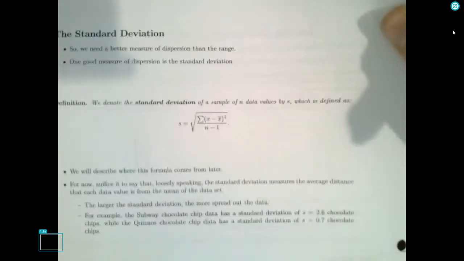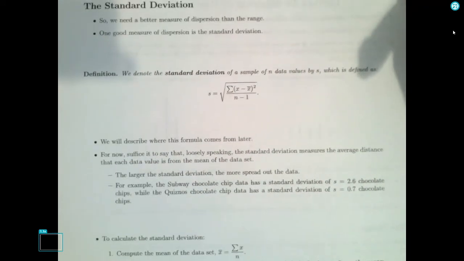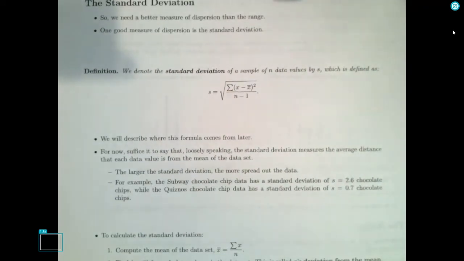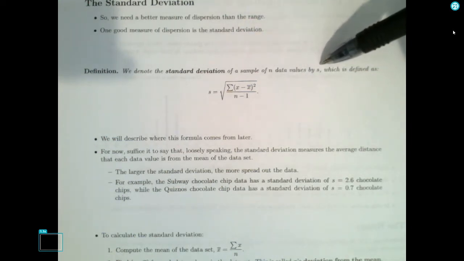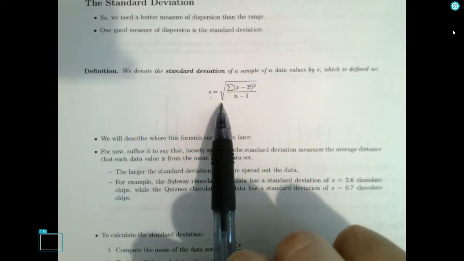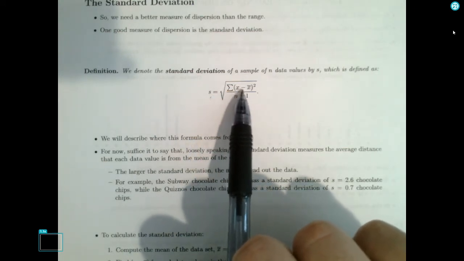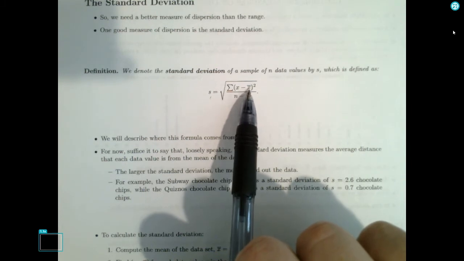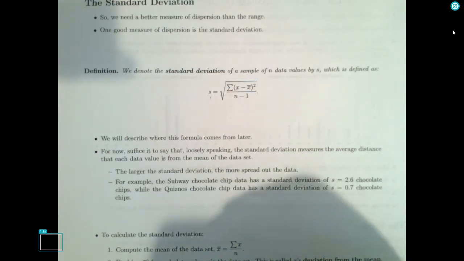So let's talk about the standard deviation then, right? The standard deviation of a sample of n data values is denoted by the letter S. And we define S as follows. The standard deviation is the square root of the, remember that this symbol stands for sum, so it means add them all up, right? So S is the square root of the sum of all of the x minus x bars, remember that x bar is your sample mean, squared, divided by n minus 1.